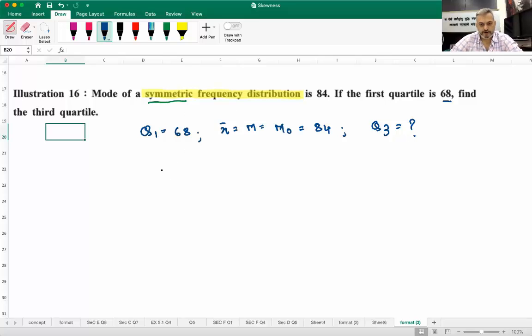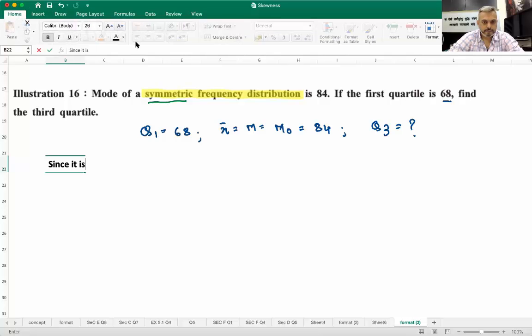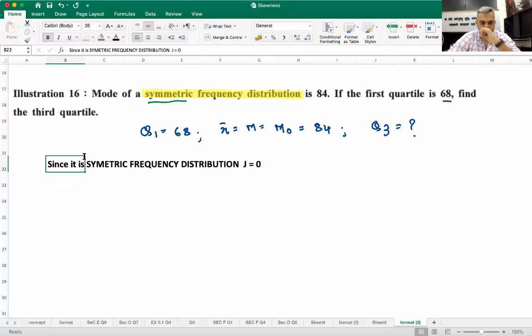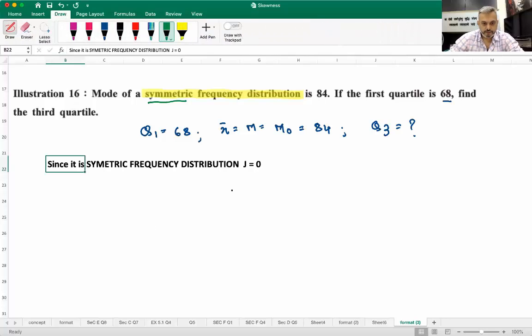Because it is a symmetric frequency distribution, so you please write over here: since it is symmetric frequency distribution, J is equal to 0. So coefficient of skewness J is equal to 0. Now, we know J is equal to 0. So first let's write the formula. J is equal to Q3 plus Q1 minus 2M upon Q3 minus Q1.